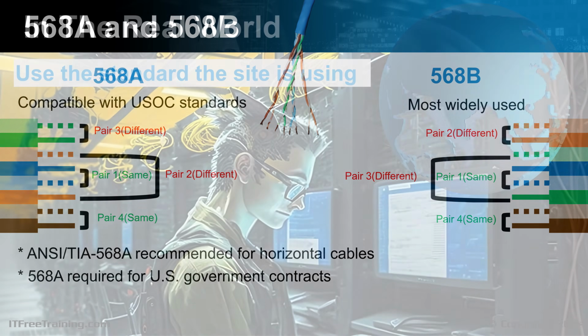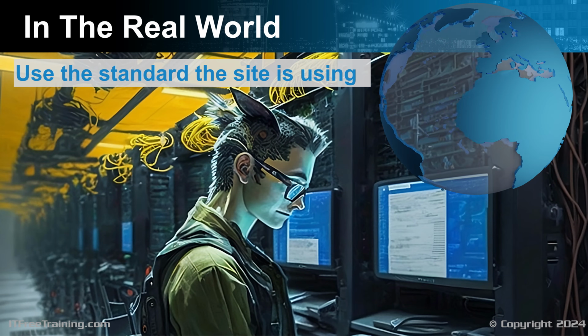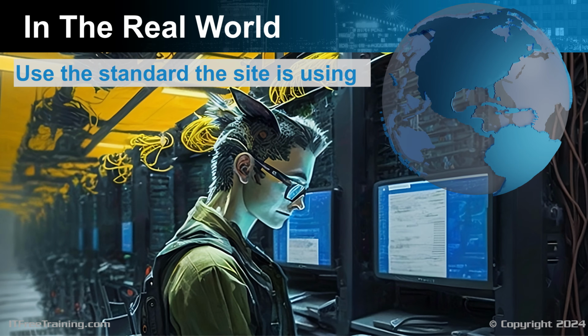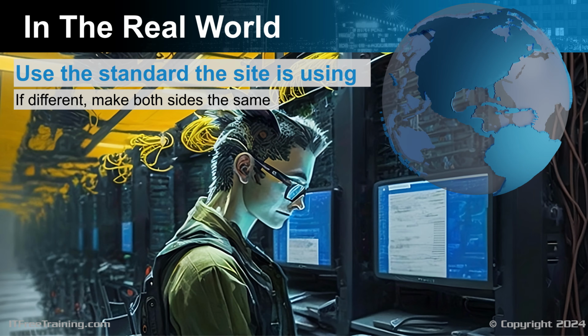There is a bit to consider here, but let's have a think about what it means in the real world. In the real world, don't overcomplicate it. Essentially, just use the same standard the site is already using. Once a standard is being used, the site should continue to use that standard. If, for whatever reason, both standards are being used, make sure when you are connecting cables together that they are using the same standard on both ends. If both ends of a cable are using the same standard, you are fine.